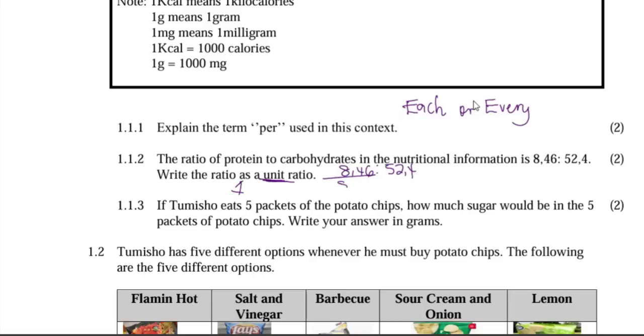What are we going to do? We are going to divide through by 8,46, and we divide through by the same on this side. That means our ratio has become 1 is to 52,4 divided by 8,46, so here it becomes 6,19, which is approximately 1 is to 6,2. The unit ratio should always start with a 1.